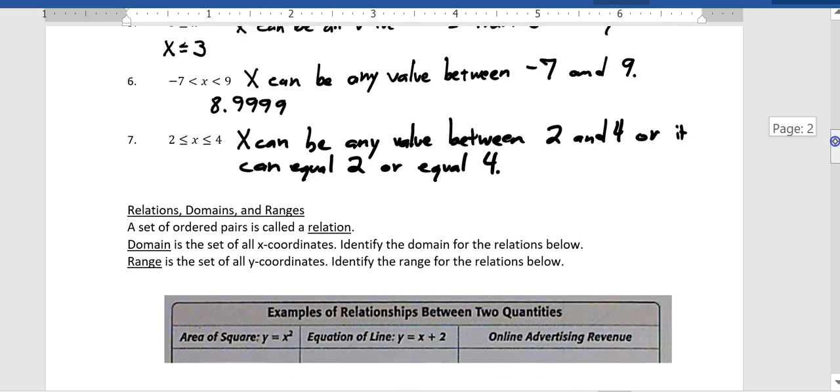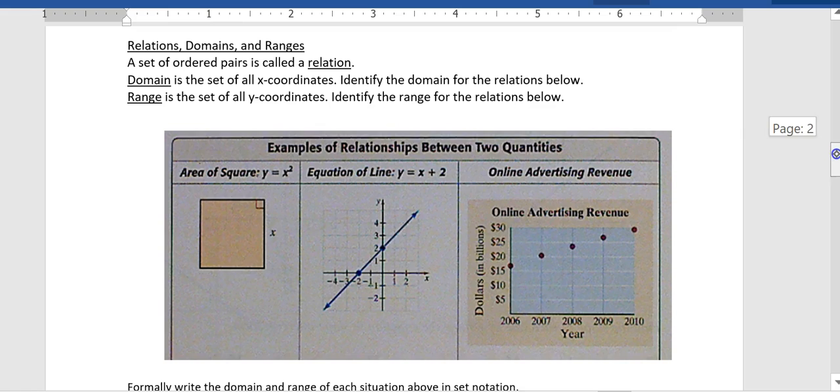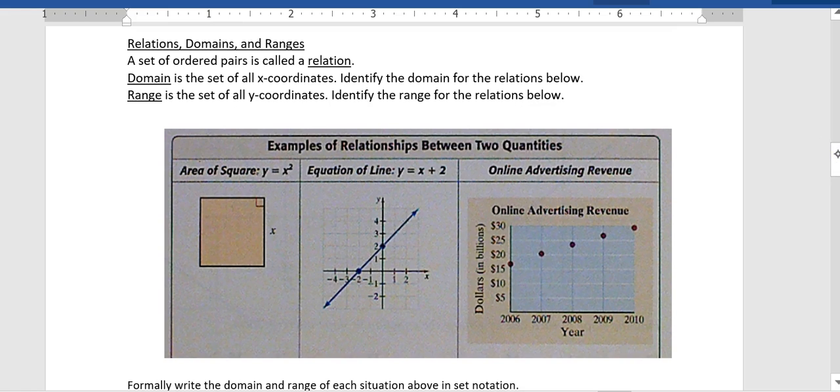Now, all of that is a precursor to being able to write our domains and ranges correctly. Well, it helps to know what a domain is. First of all, a set of ordered pairs is called a relation. So last unit, when we were graphing a whole bunch of ordered pairs, those are relations. Secondly, a domain is the set of x coordinates. We identify the domain for the relations below. Let's go ahead and do that right now.